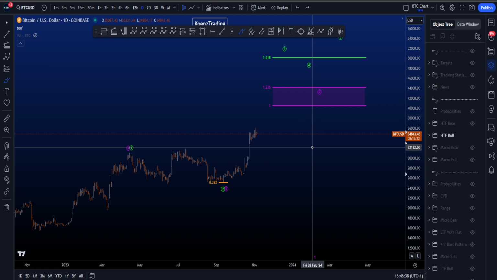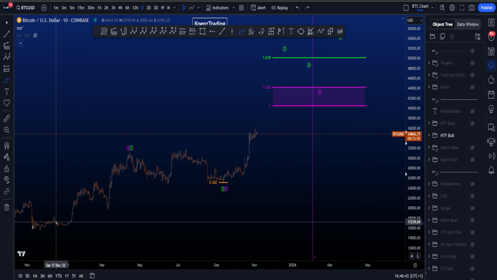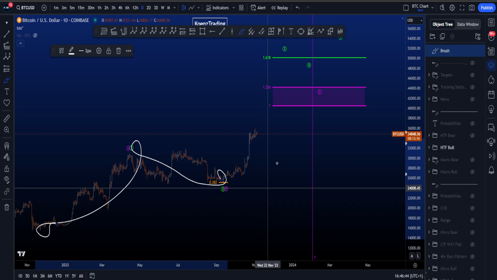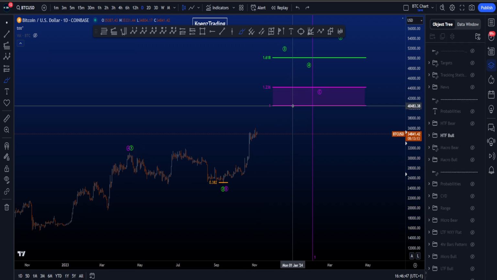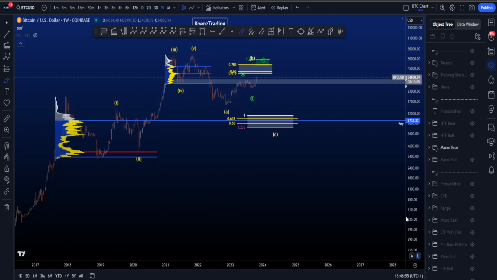which gives you a target around February next year, 2024, with the target of a wave C being between the 1 and the 1.236, taken from the low to the high to the low over here, sitting between 40.4k and 44k, which, as you'll see in a second, is a very, very important target indeed when we go to the macro bearish scenario.